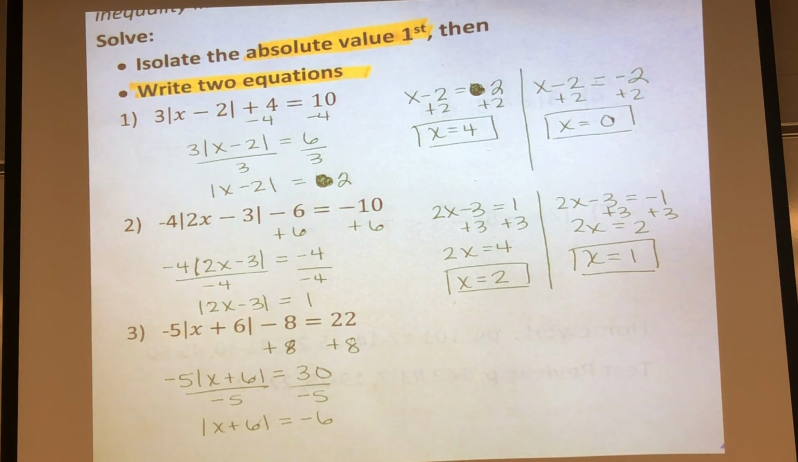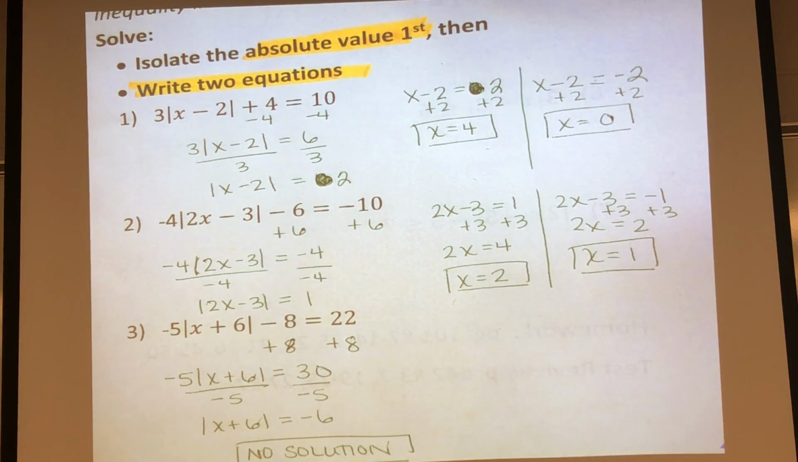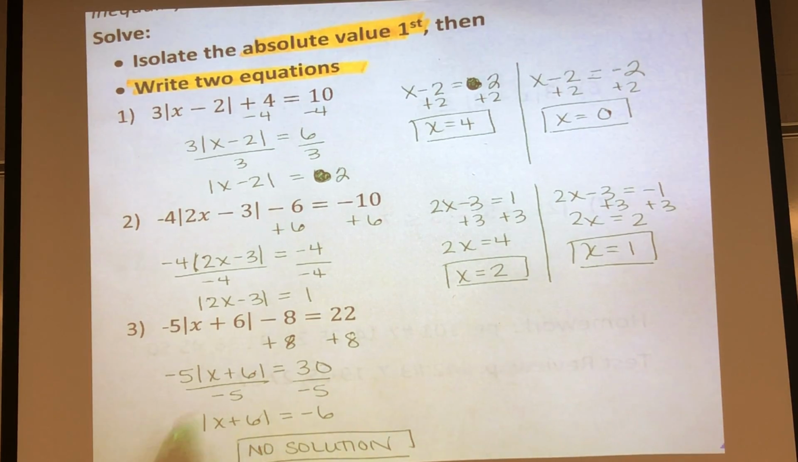Now here we run into trouble. Absolute value has to be positive. Absolute value represents a distance away from 0. So if you're saying that absolute value is equal to a negative number, that can't be. So anytime an absolute value equals a negative number, we say no solution. So you don't even write the two equations, you just stop right there and say no solution, because it has to be equal to a positive number.